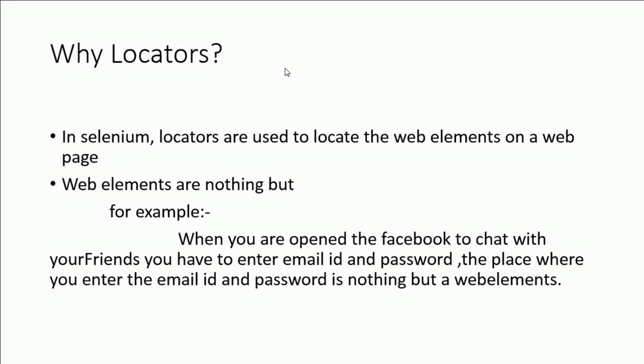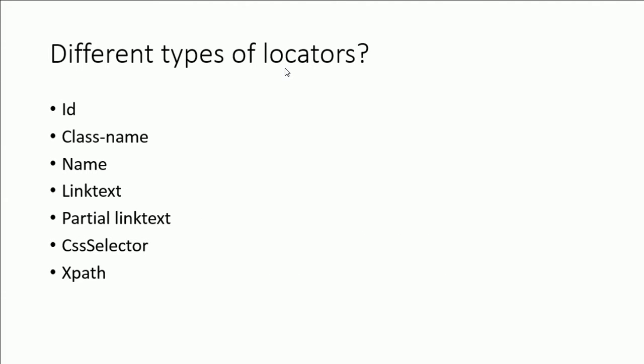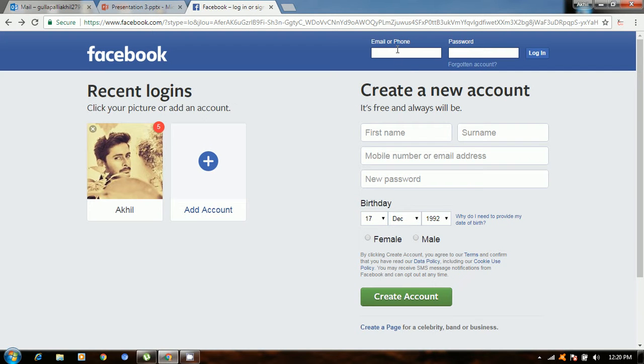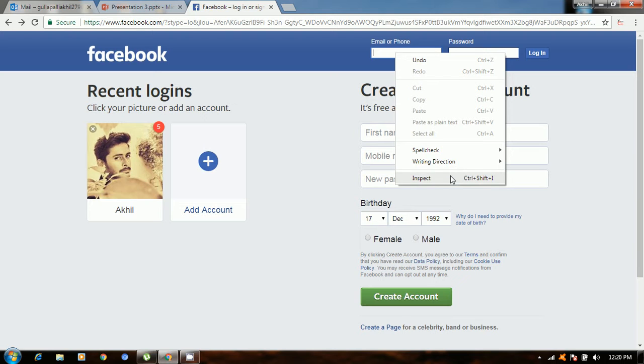So in Selenium, to locate the web elements, there are 7 types of locators: ID, class name, name, link text, partial link text, CSS selector, and XPath. I think you are wondering where you should get these values. You can find these values in the HTML DOM structure.